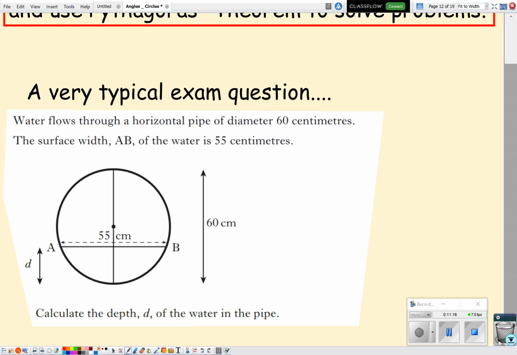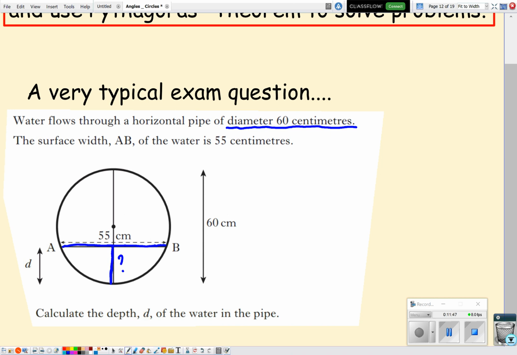Right, so that's a pretty key piece of information. The surface width, AB, right, where's AB? AB's down here. That's a chord of that circle. And the width of that is 55 centimeters. Okay. We have to calculate the depth of water in the pipe. So we have to know what that is.